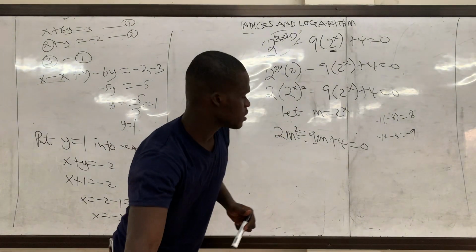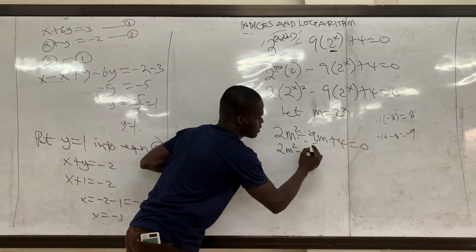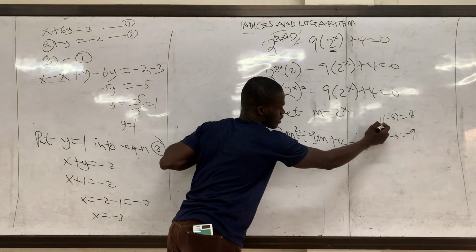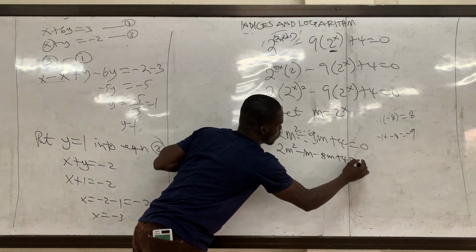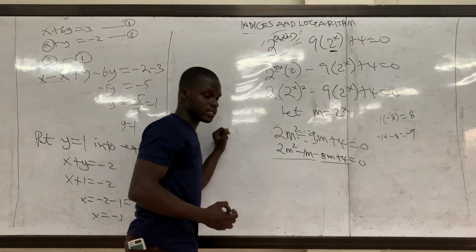So we are going to use negative 1 and negative 8. So we are going to get 2n squared minus n. 1n is the same as n. We are going to fix the negative 1 and negative 8 here. So minus 8n plus 4 equals 0. Then we factorize this side. We also factorize this side.